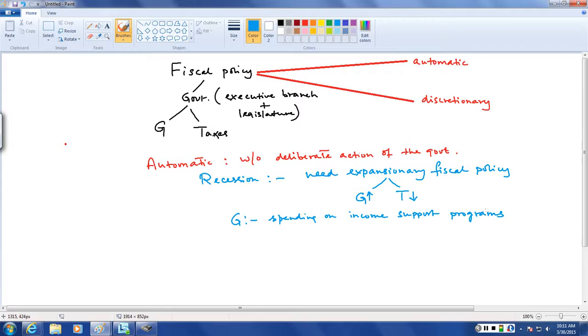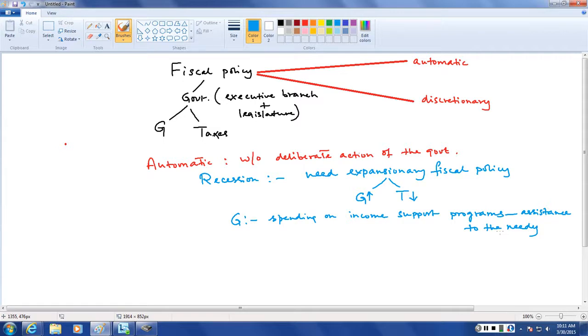This is a large part of government spending. Now, what is spending on income support programs? This would be basically assistance to the needy, broadly speaking. So this would be government spending on helping people who've fallen on hard times, the poor, for instance, or the unemployed. Correct? So this is one large component of government spending.